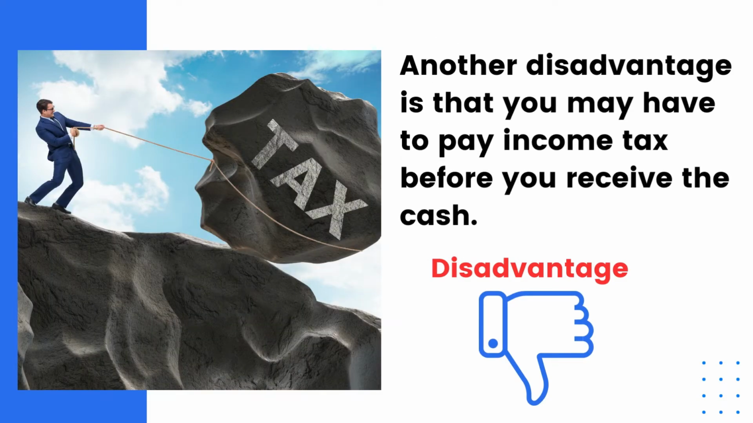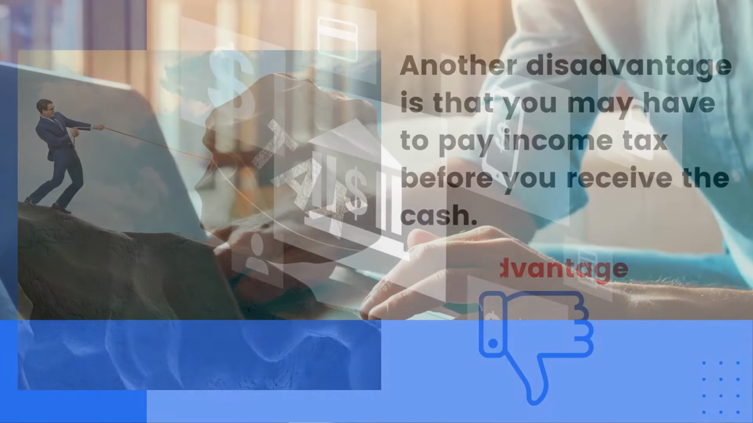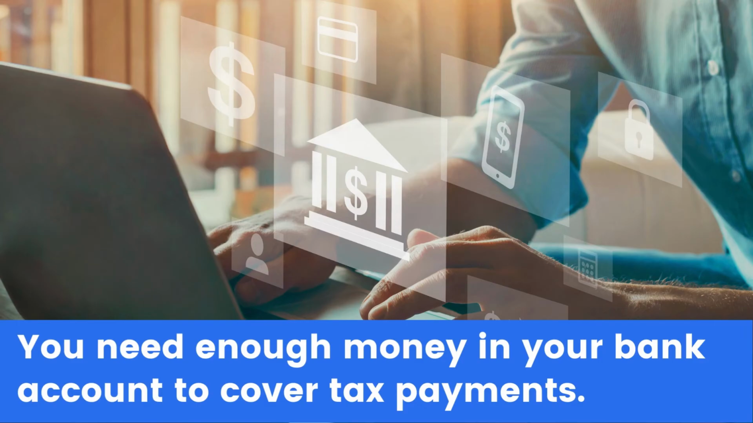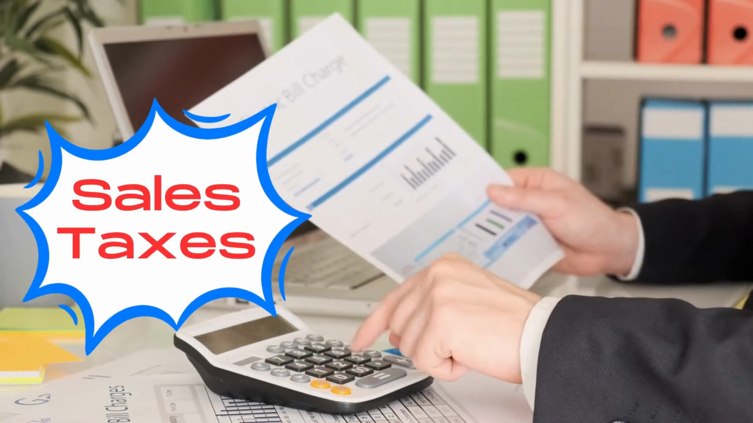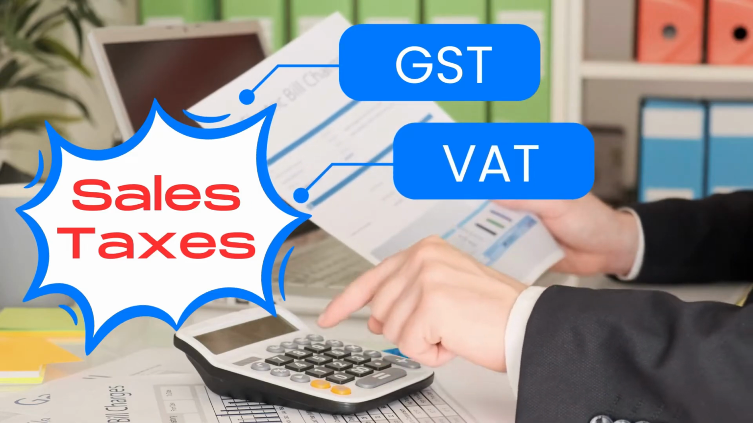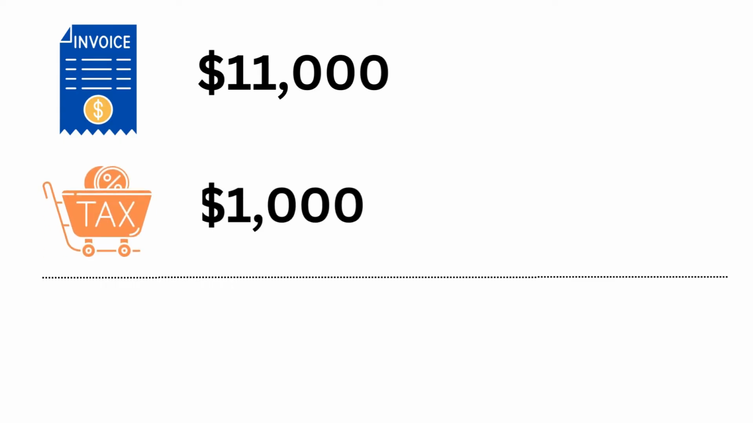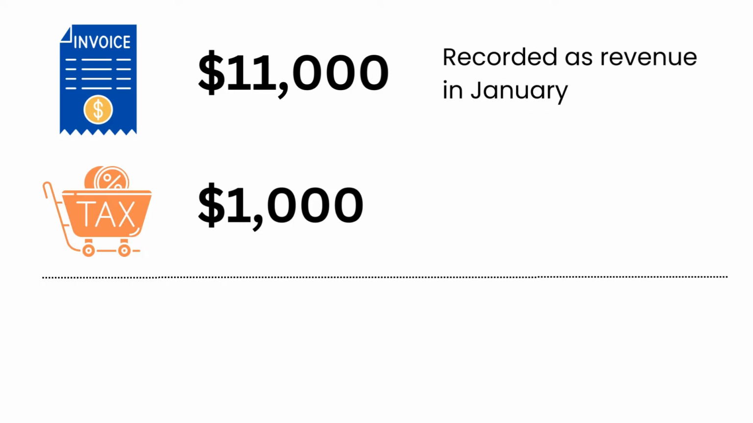Another disadvantage is that you may have to pay tax on your income before you actually receive the cash. This means you need to have enough money in your bank account to cover those tax bills in the meantime. Here's an example of how that works for sales taxes such as GST or VAT. Let's say you invoice a client for $11,000 on the 1st of January and the sales tax on that invoice is $1,000. Under the accrual accounting method, the $11,000 is recorded as revenue in your accounts in January, regardless of whether your client has paid you.